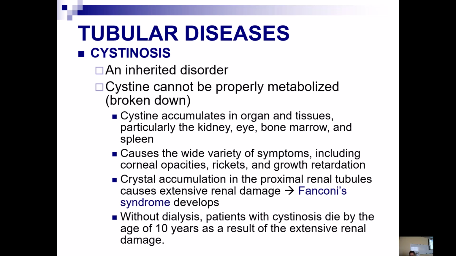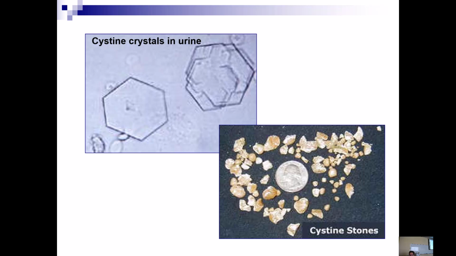So cystinosis and Fanconi's syndrome are another of those two words that you're going to see back and forth. If you have one, most often the cause of Fanconi's syndrome is going to be cystinosis. Without dialysis, these patients with cystinosis are often going to die by the age of 10 just due to their renal damage. So here are some crystals in urine for cysteine.